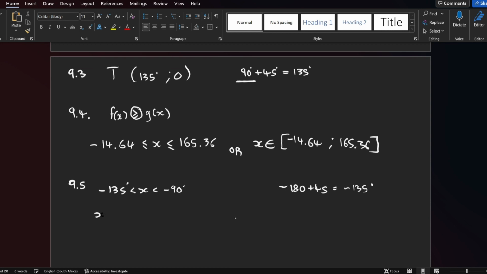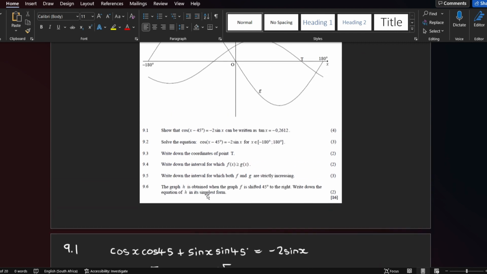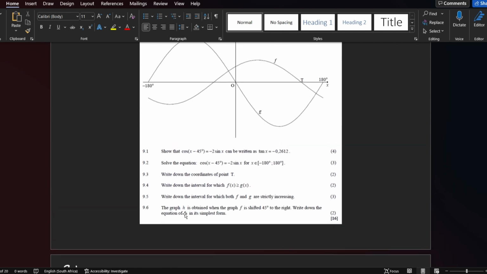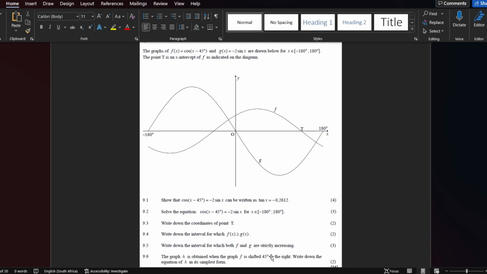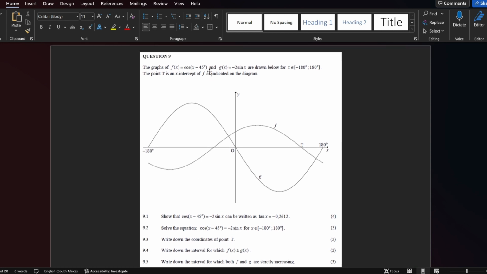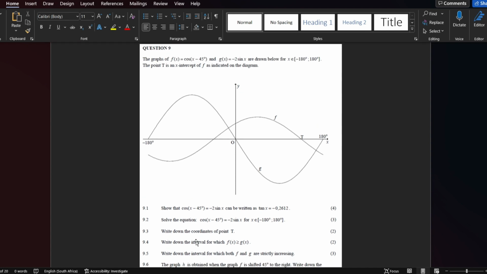And alternatively, you could have written it as x is an element of, not including negative 135 degrees, all the way up to negative 90 degrees, and not including that. Okay. Lastly, question 9.6 says the graph h is obtained when the graph of f is shifted a further 45 degrees to the right. So it was already shifted 45 degrees from our original cos graph, and they're shifting it 45 degrees once again. Write down the equation of h in its simplest form.